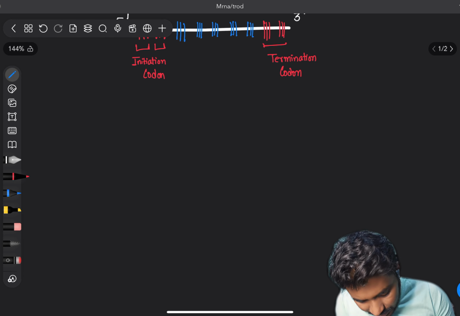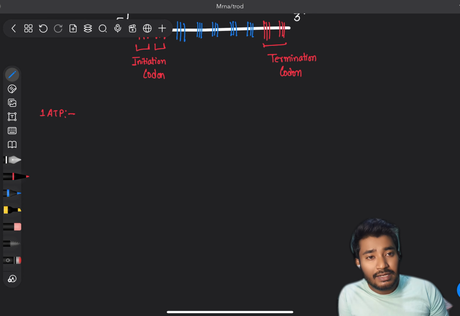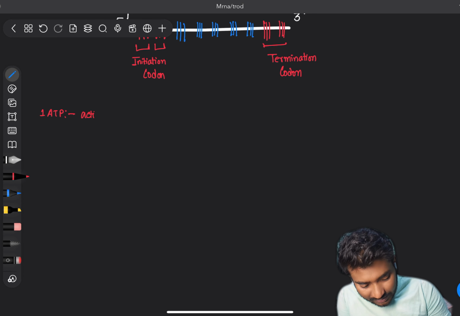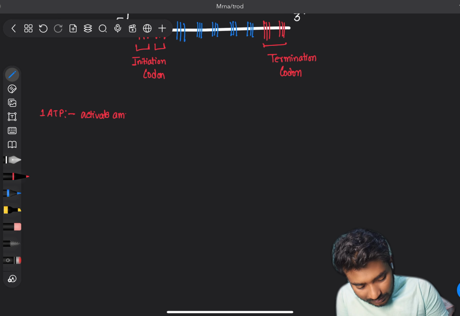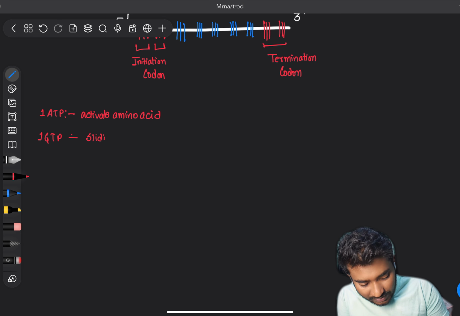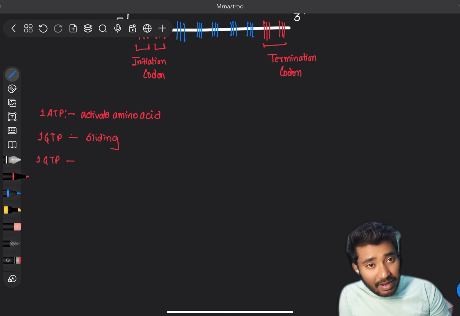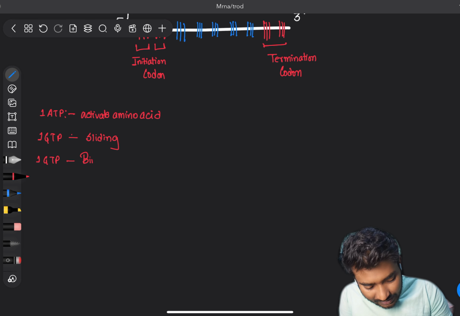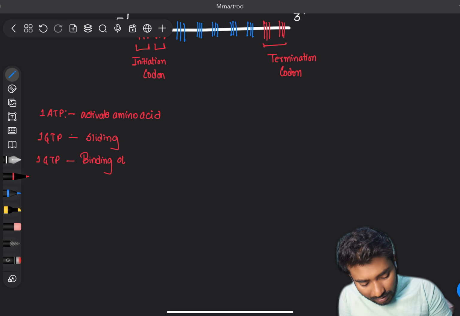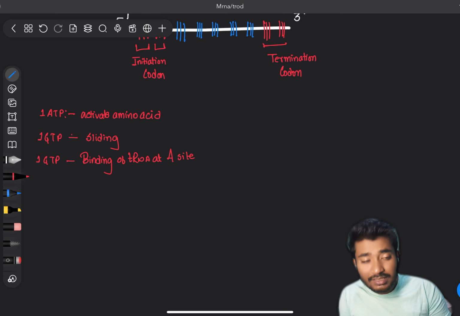Now what happens, for the mRNA we require one ATP. One ATP is required. So what's the function of the ATP in mRNA? It activates the amino acid. One GTP is required for sliding. Its action is for sliding. And one GTP is required for binding of tRNA at the A site. A site means acylation site.